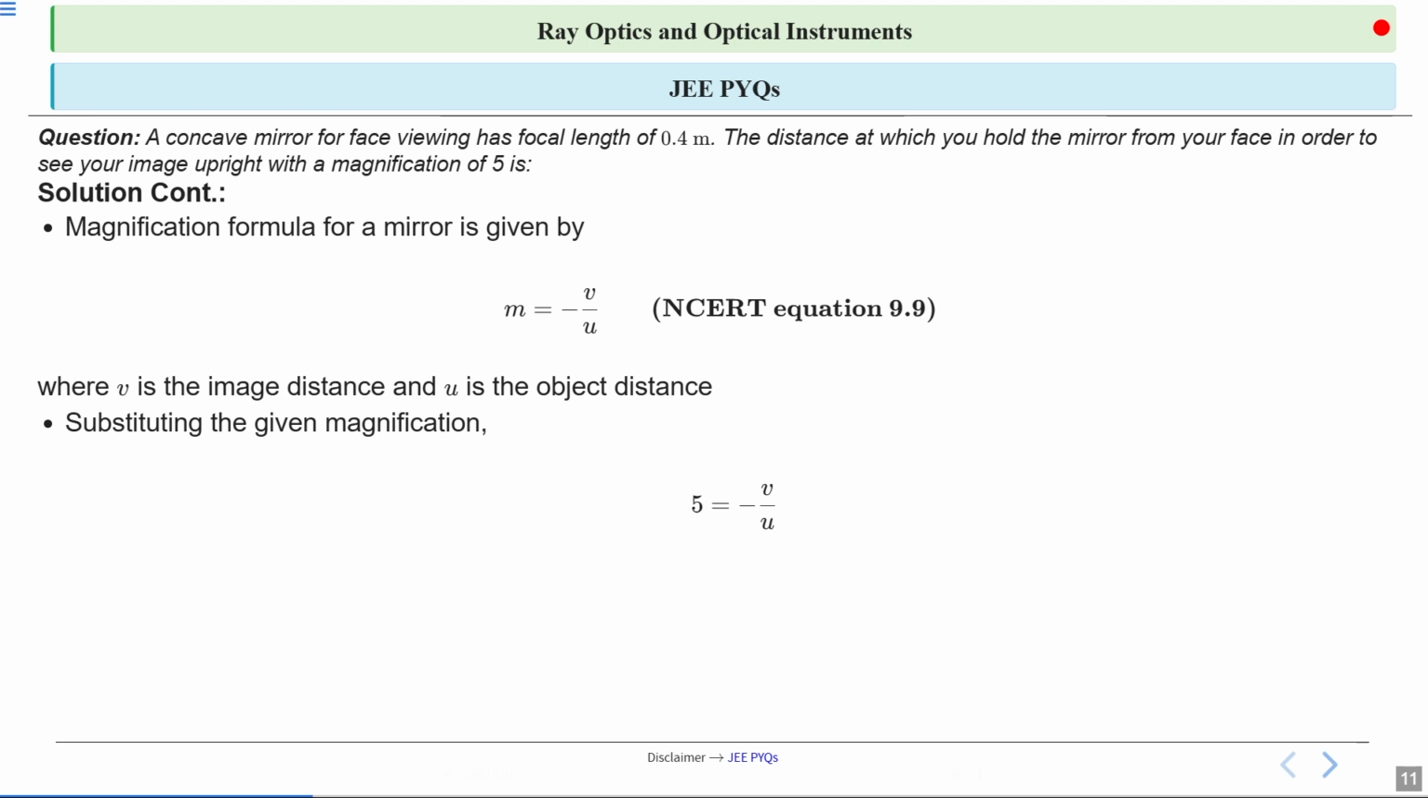So let's substitute the given magnification into the formula. We have 5 equals minus v upon u. We are taking magnification as positive because we want to see our erect and virtual image. So we can rearrange to find v equals minus 5u. This relationship will help us determine the exact distances needed to achieve the desired magnification.